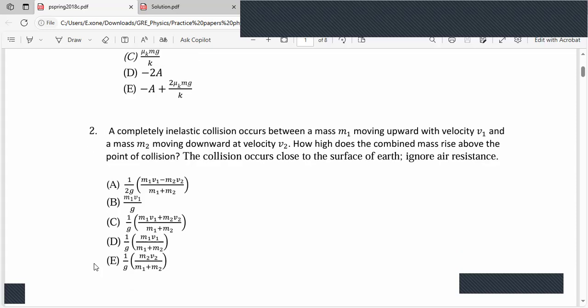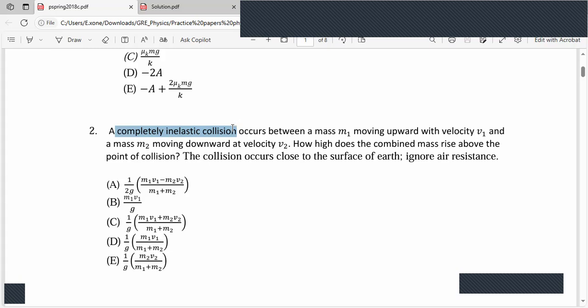So the next question is again from mechanics, and it is using the concept of the collision. A completely inelastic collision occurs between a mass m1 moving upward with velocity v1 and a mass m2 moving downward at velocity v2. How high does the combined mass rise above the point of collision? The collision occurs close to the surface of Earth. Ignore air resistance.